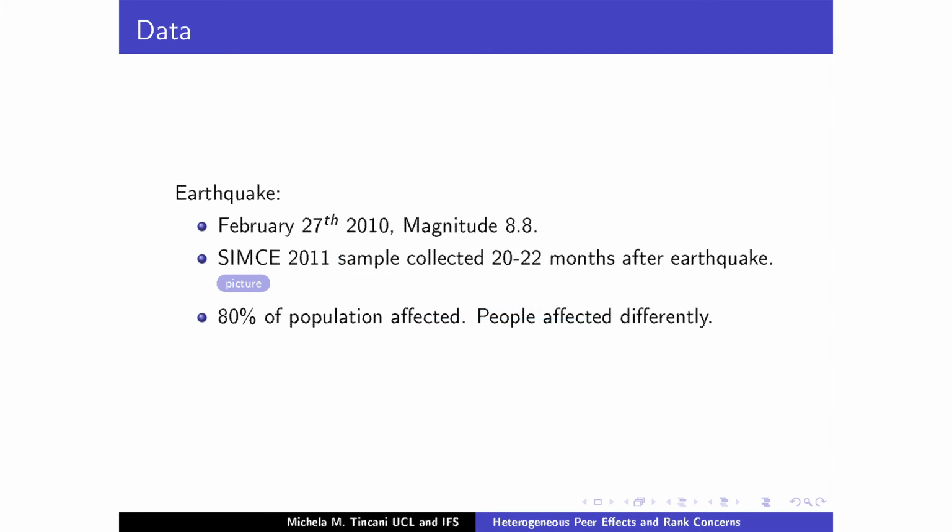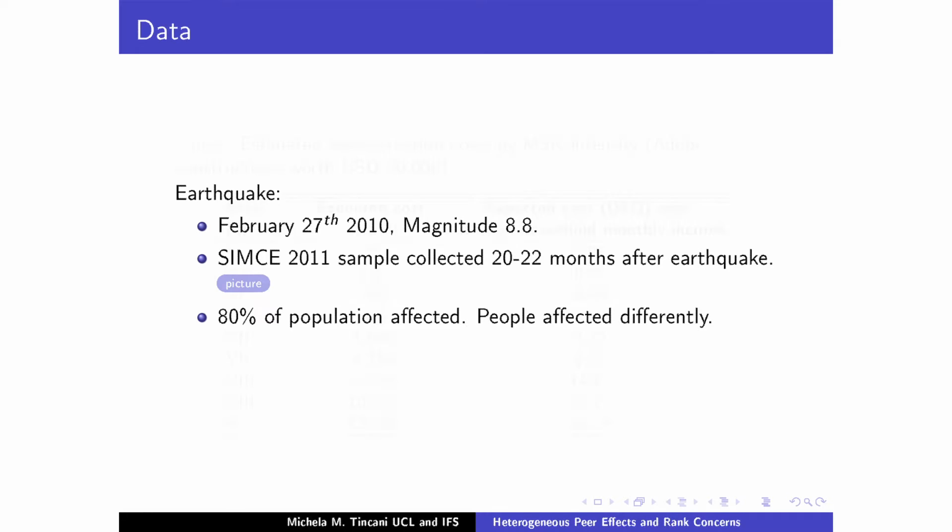The earthquake happened in 2010, and it was very strong. The SIMSE 2011 sample was collected 20 to 22 months after the earthquake happened, and at that point, the vast majority of repairs hadn't happened yet. So people were still suffering from disruptions. 80% of the population was affected, but people were affected differently. They were not all affected in the same way.